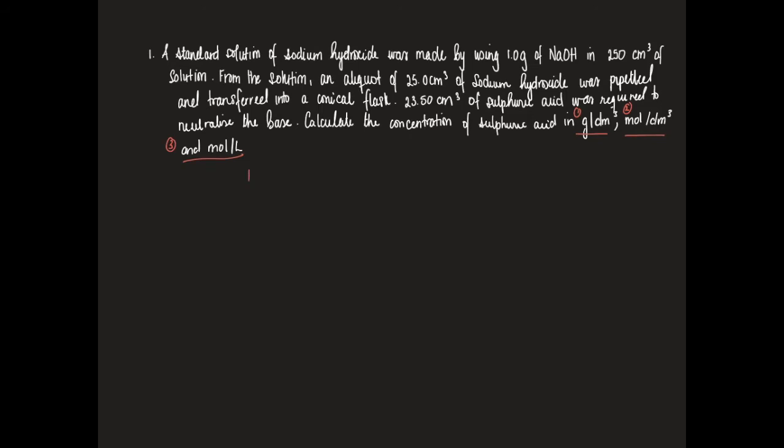So we have sodium hydroxide here. And for the sodium hydroxide, we know the mass, which is 1 gram. We know the volume of the original sample is 250 cubic centimeters. And we also know the volume of the aliquot, which is 25 cubic centimeters. And for the sulfuric acid over here, we know the volume.